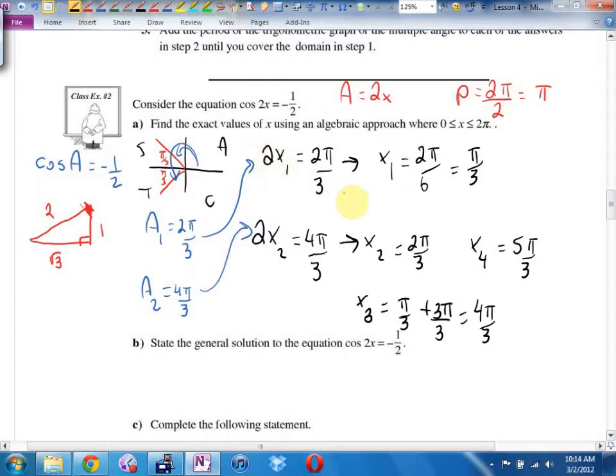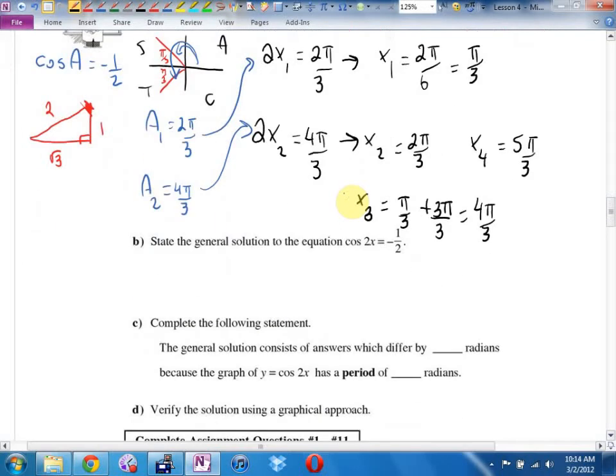B says state the general solution. Now, the general solution was our mathematical list of all the infinite number of solutions in every direction. It's going to be almost the same as we did a few days ago. We're going to take our first 2 primary ones. X1 was pi by 3. X2 was 2 pi by 3.